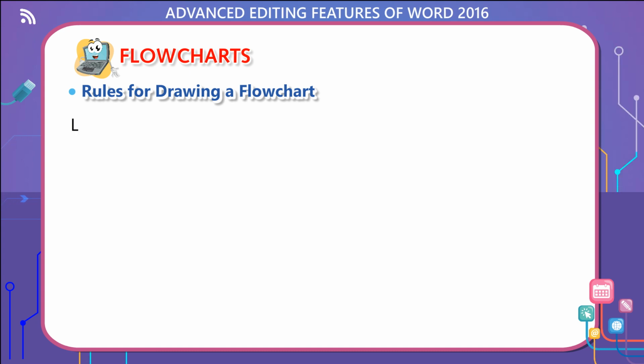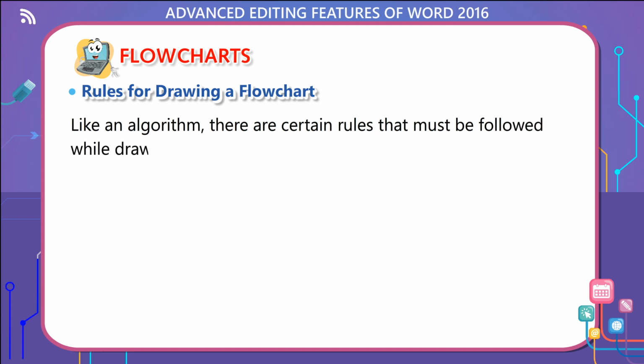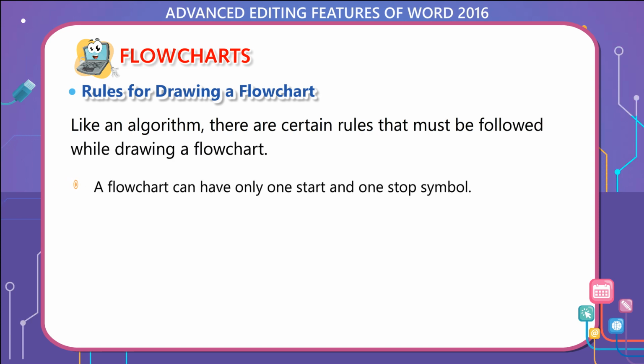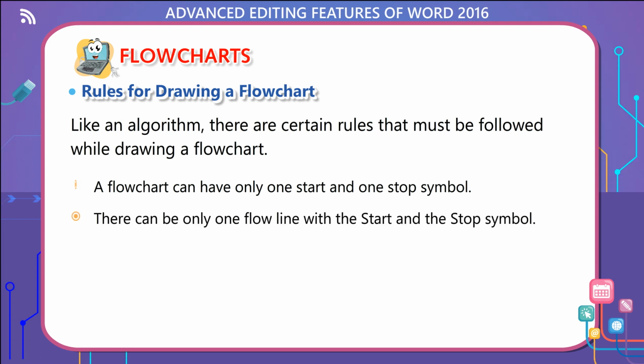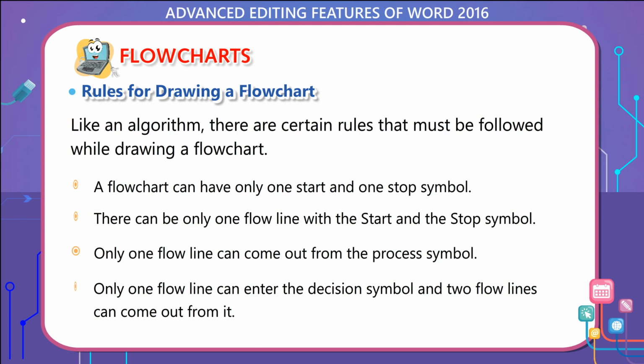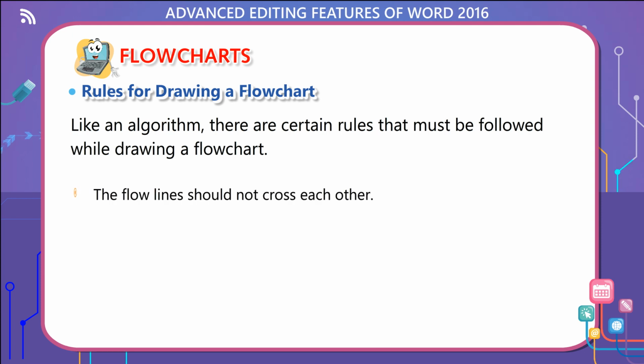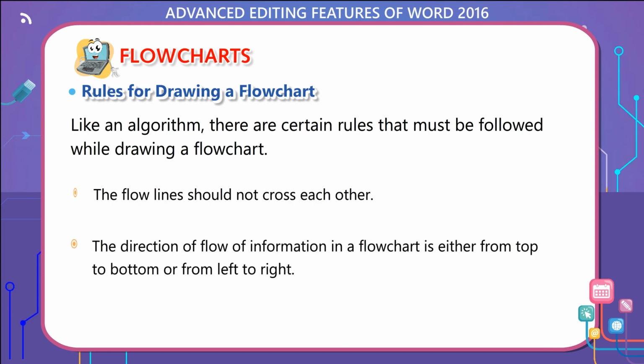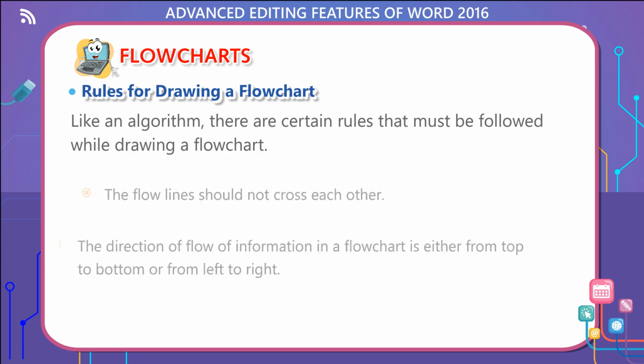Rules for drawing a flowchart. Like an algorithm, there are certain rules that must be followed while drawing a flowchart. A flowchart can have only one start and one stop symbol. There can be only one flow line with the start and stop symbol. Only one flow line can come out from the process symbol. Only one flow line can enter the decision symbol and two flow lines can come out from it. The flow lines should not cross each other. The direction of flow of information in a flowchart is either from top to bottom or from left to right.